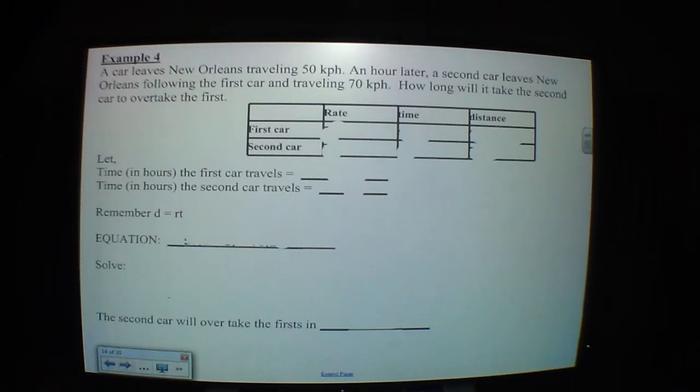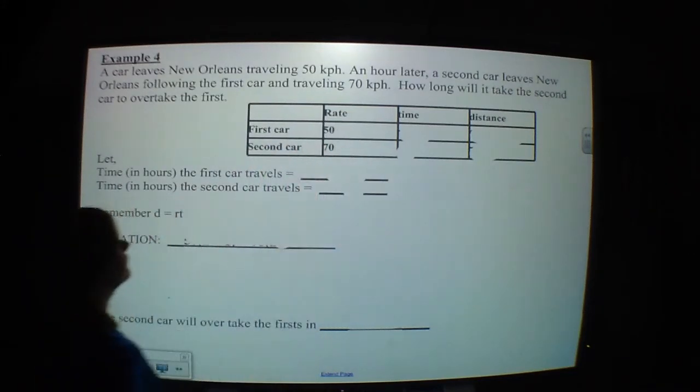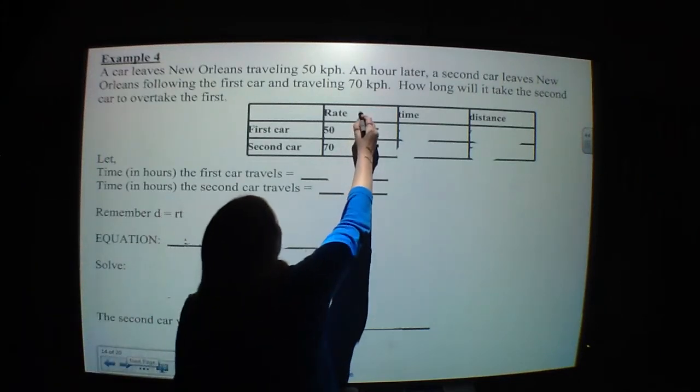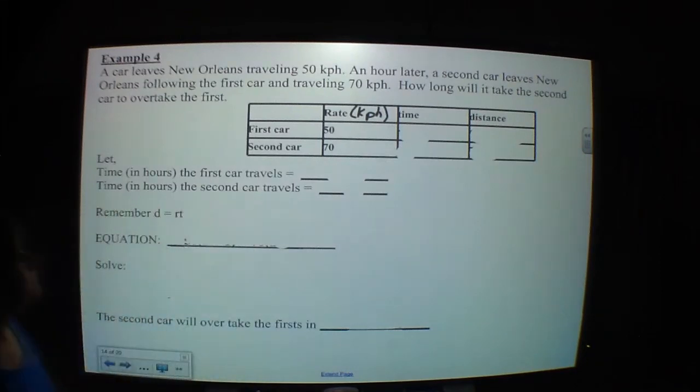So I did a table here. Let's organize the data first. It says the rate of the first car, the rate of the second car. So 50 kilometers per hour. And this rate, remember, I have it in kilometers per hour. Okay?